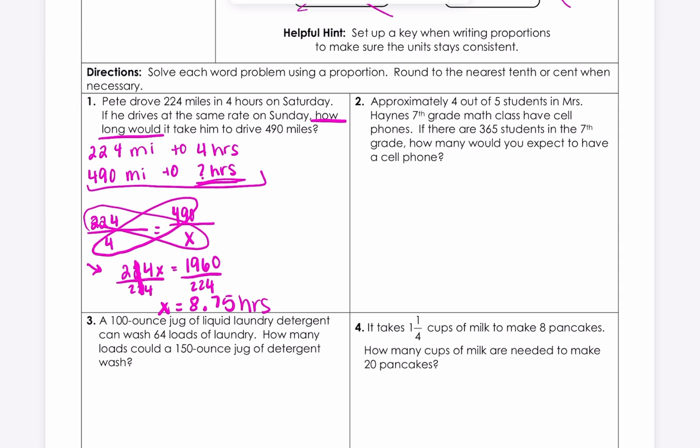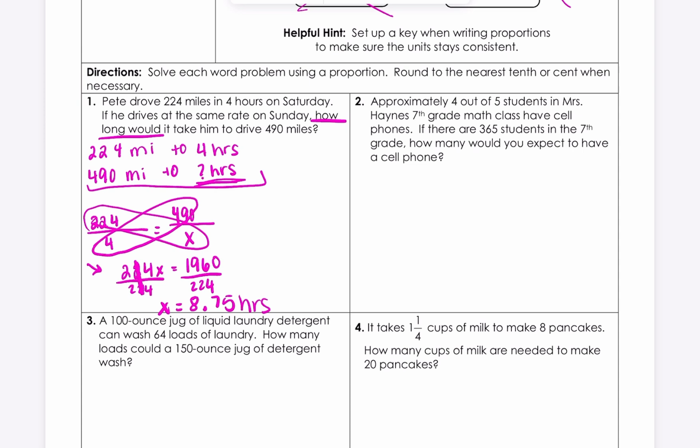All right, looking at number 2. Remember, guys, all you are really doing here is dividing. The only thing is to set up that equation, and then you're just dividing. Number 2 says approximately 4 out of the 5 students in Mrs. Haynes' 7th grade math class have cell phones. If there are 365 students in the 7th grade, how many are expected to have a cell phone?